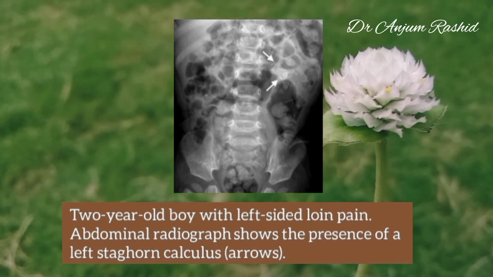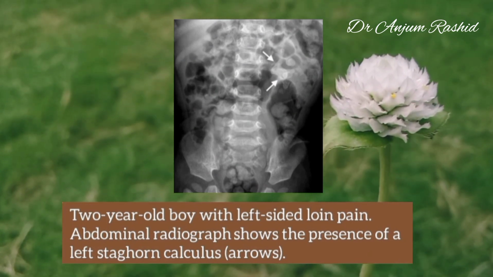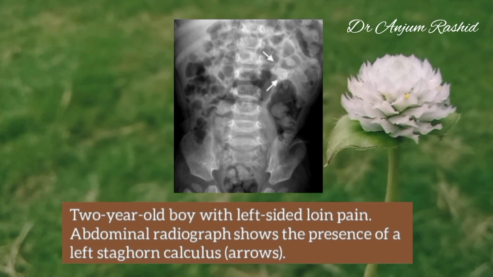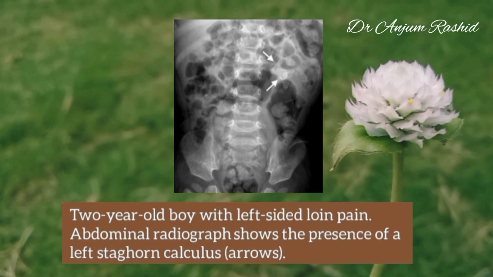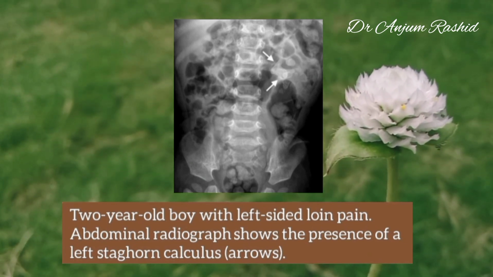Now, this is a 2-year-old boy with history of left-sided loin pain. Abdominal radiographs show the presence of a left staghorn calculus.